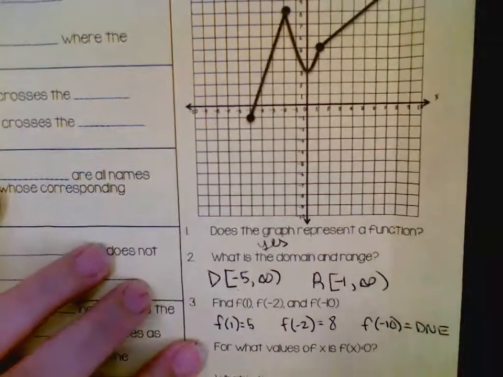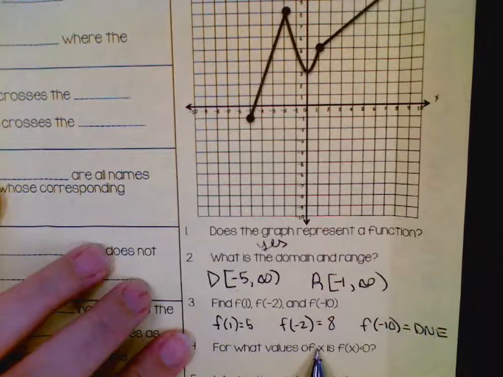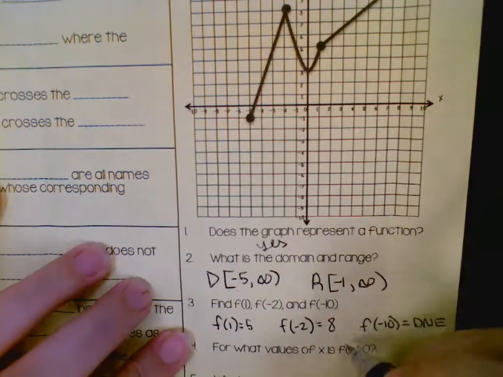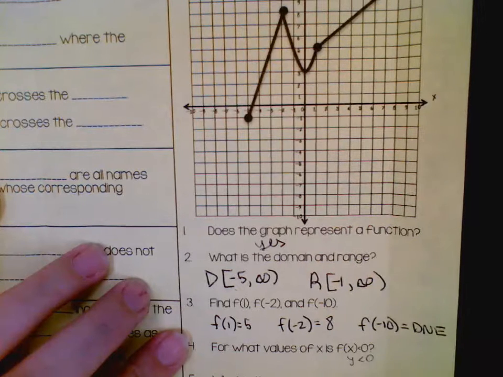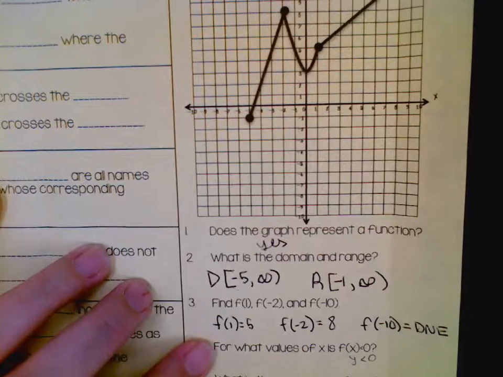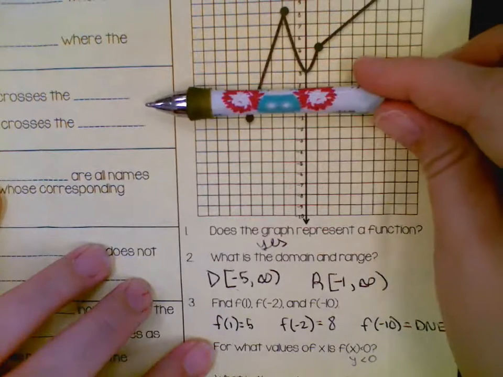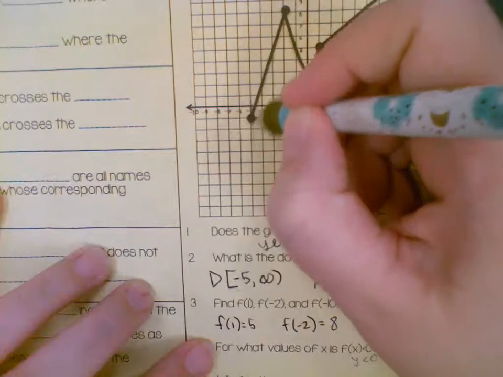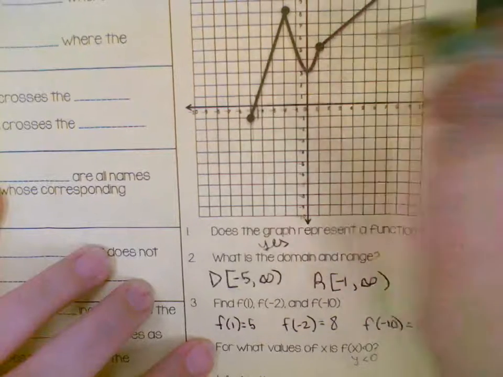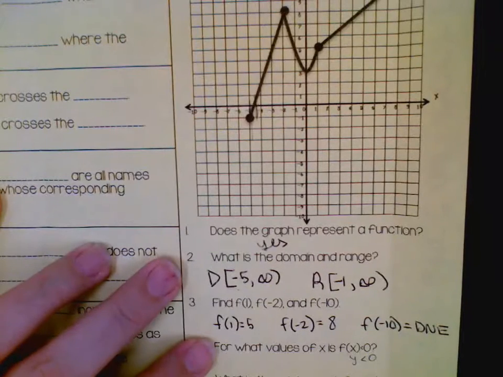Okay, so this says for what value of x, so we're looking for x numbers, is our function, our graph, less than 0. So remember, another thing for here is y. So when is our y value less than 0? What x numbers make our y less than 0? Remember, y is equal to 0 here. So when is it less than 0? Well, that would be between here and here.